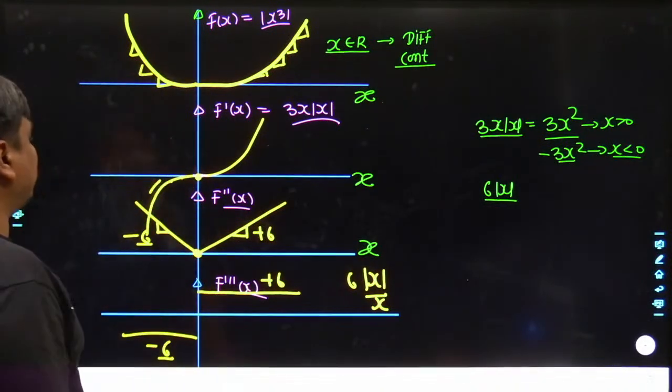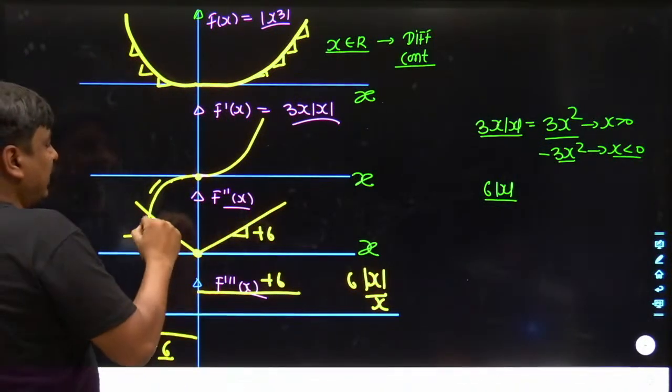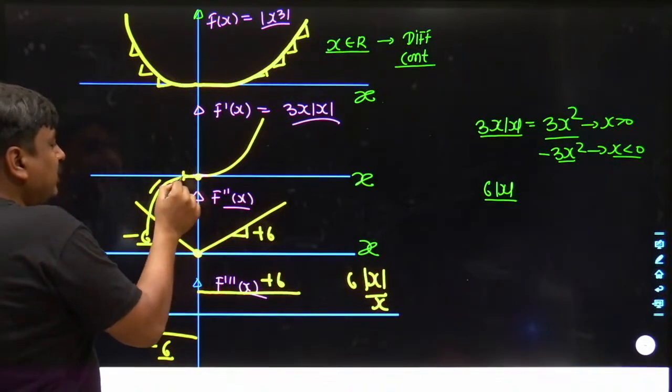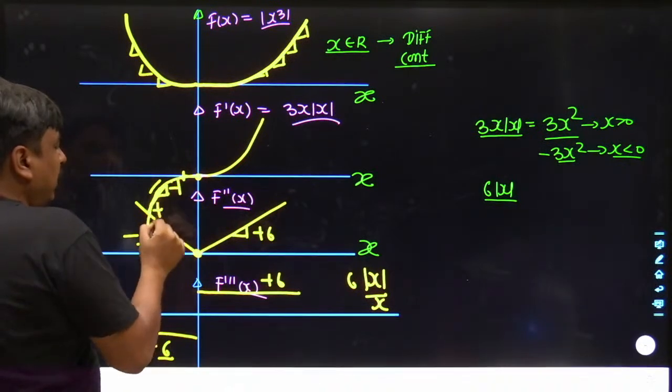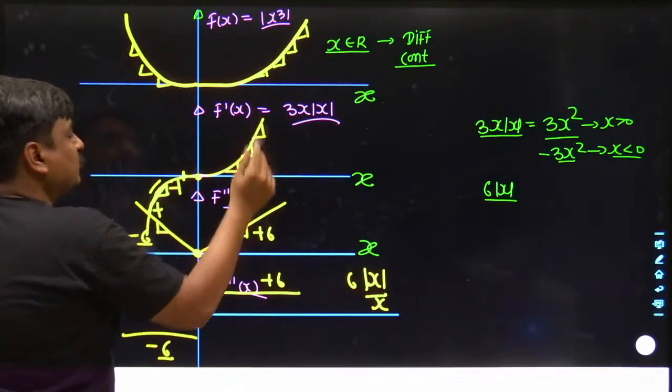In the same way, what is happening over here? It is a parabola. For the negative values of x, the slope is positive. You can see very well. And similarly, for the positive values of x, again the slope is positive.